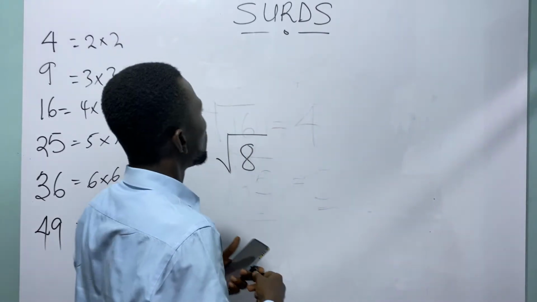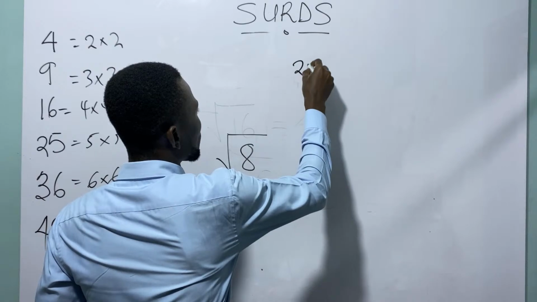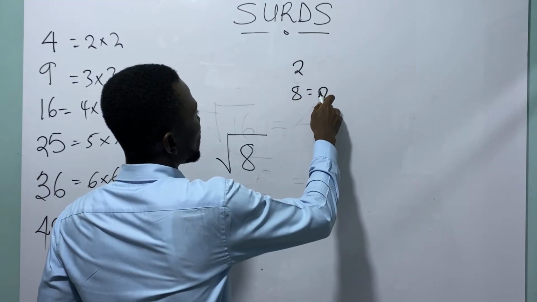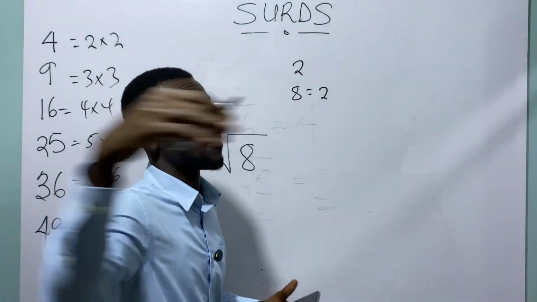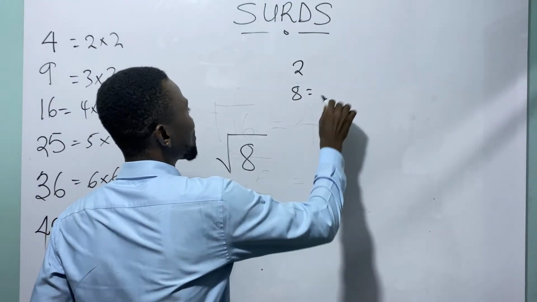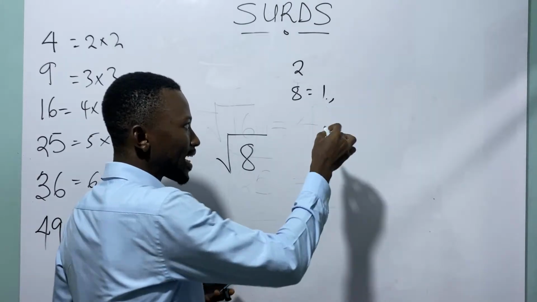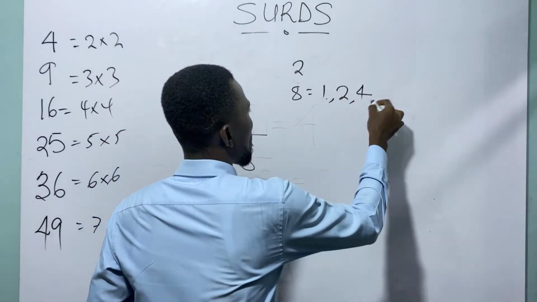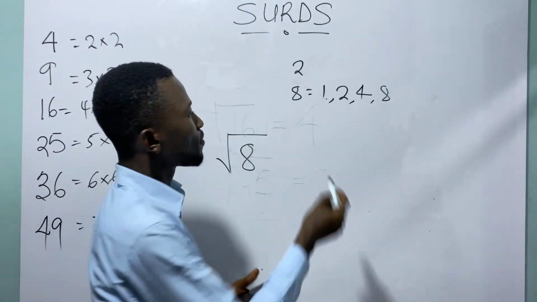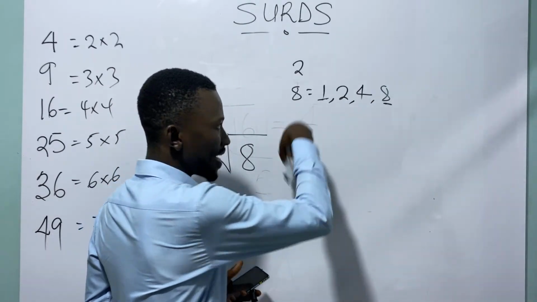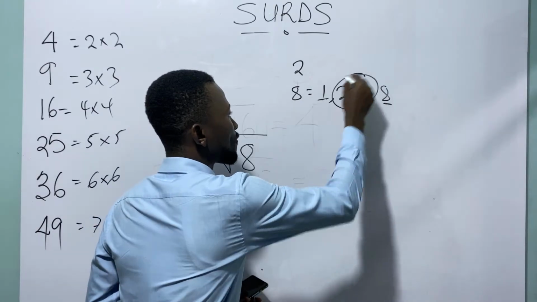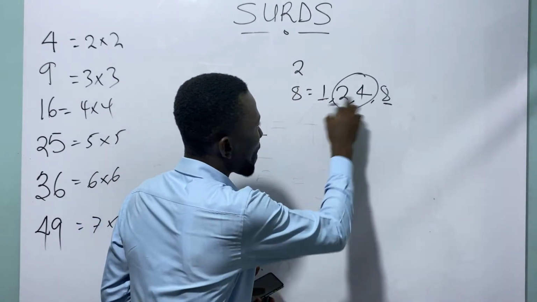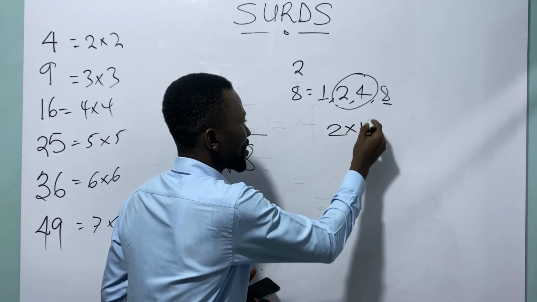For example, what are the factors of 8? We have 1, which is a factor of every number, but I'm not interested in that. Okay, let me just write. We have 1 is a factor, 2 is a factor. Then we have 4 and we have 8. If you multiply 1 and 8, you get 8, and if you multiply 2 and 4, you get 8. So 2 times 4 is 8.